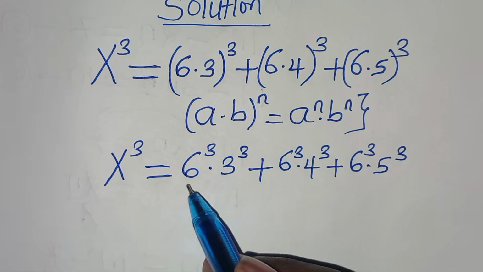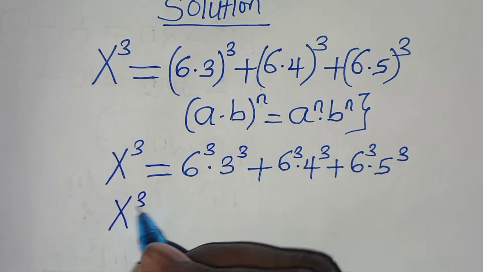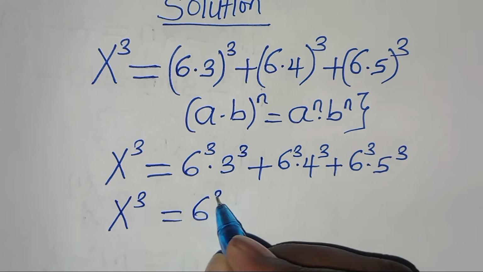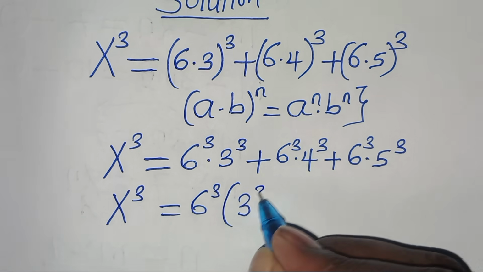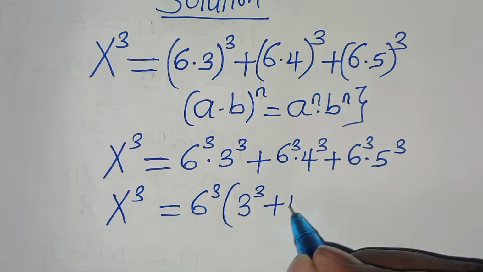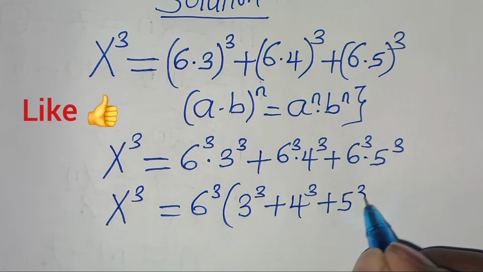So it's clear that 6 to the power of 3 is common here, so we can factor out 6 to the power of 3 into the parentheses. This is 3 to the power of 3, then plus 4 to the power of 3, then plus 5 to the power of 3.